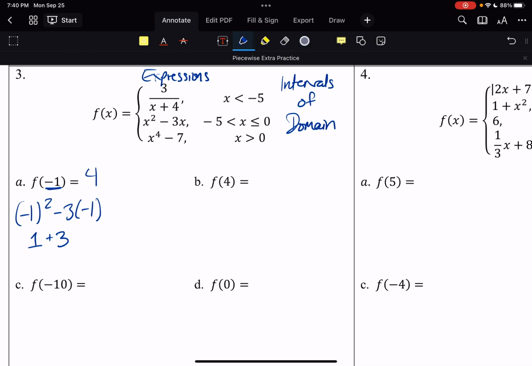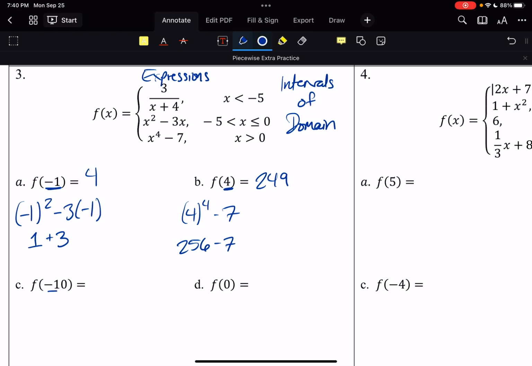Next one, f of 4. So 4 falls in my bottom interval because 4 is greater than 0. So it's going to follow x to the 4th minus 7. So that gets me 4 to the 4th minus 7. 4 to the 4th power, 4 times 4 times 4 times 4, gets me 256, minus 7. Doing that subtraction, 249.